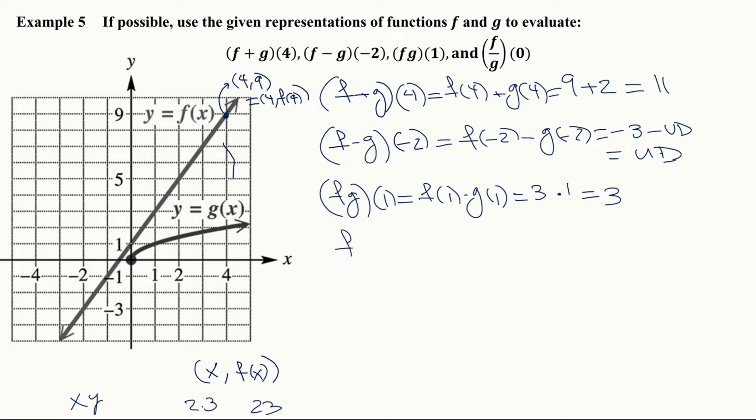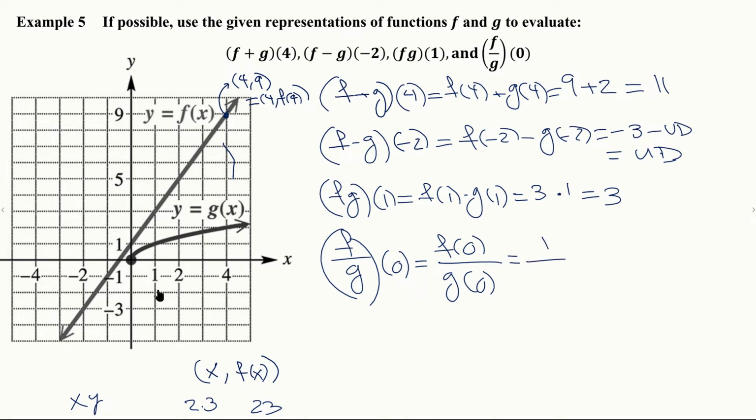How about f over g of 0? Well, we know that by definition, that's f of 0 over g of 0, right? Now, f of 0 is, we start at 0 and go up, right? So that's going to be to see where we hit the line, and that's at 1, right? So f of 0 is 1.